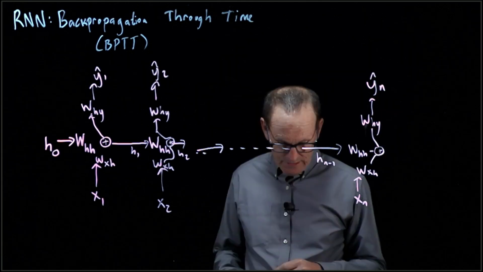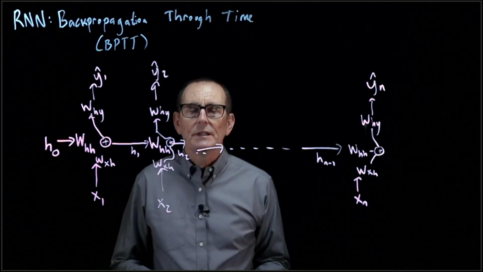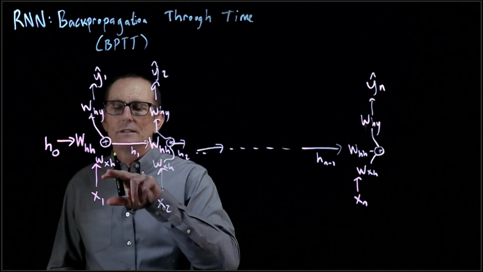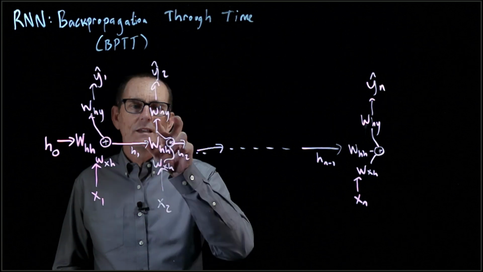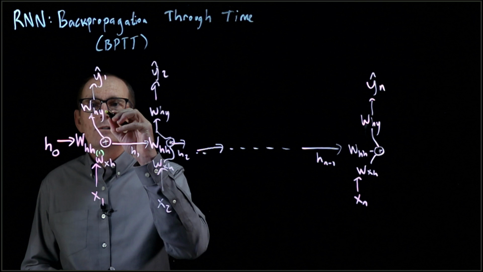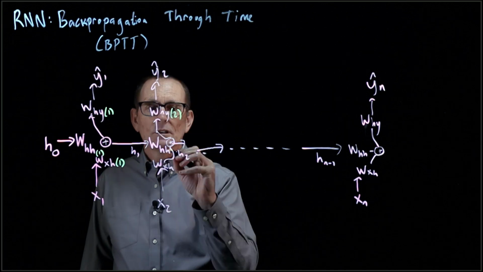What I'd like to do is add a bit of additional notation here. A piece of notation that just shows what time step it's used at. So this is WHY at time step 1, this is WHY at time step 2, WHH at time step 2, WXH at time step 2, all the way to the time step n.